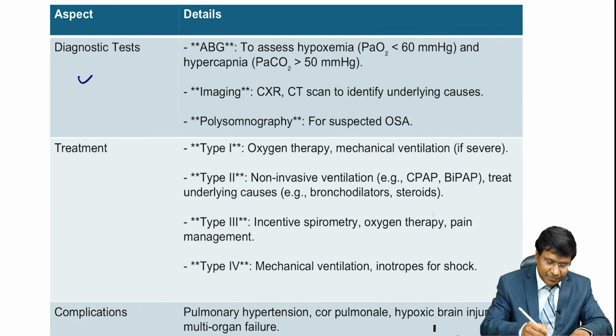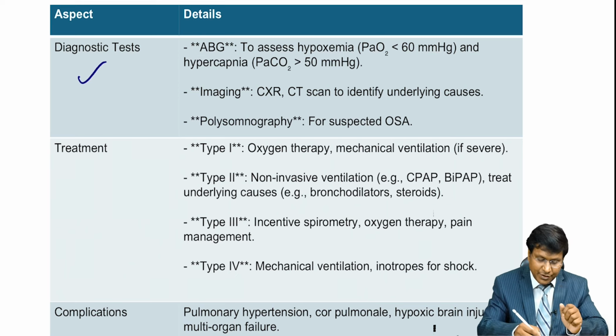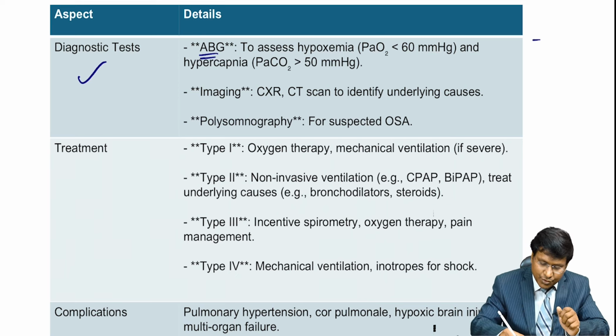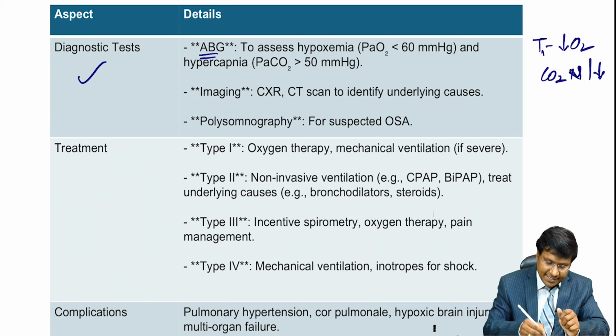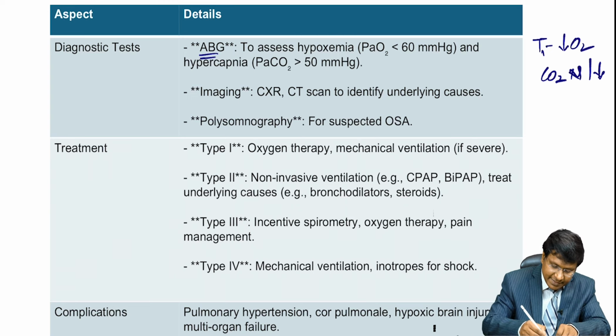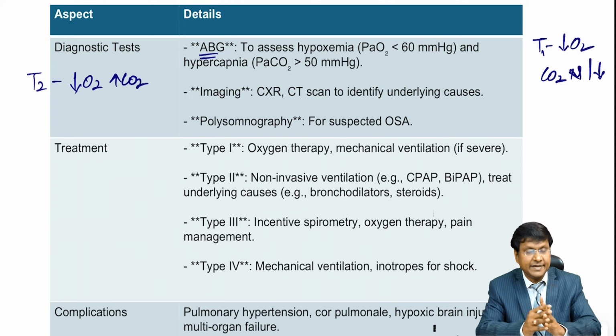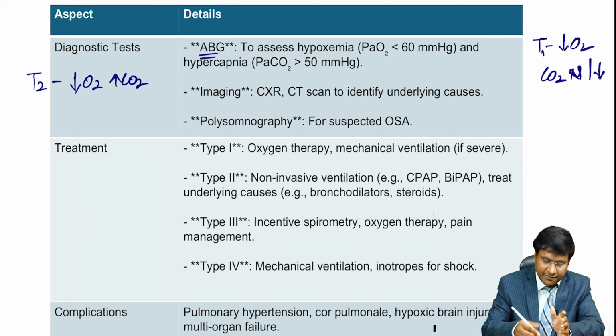And how will you work up these patients with respiratory failure? When you do an ABG, it will show that in type 1 respiratory failure, there is hypoxia and carbon dioxide levels remain normal or reduced. Whereas in type 2 respiratory failure, these patients will have hypoxia and they will also have hypercapnia.